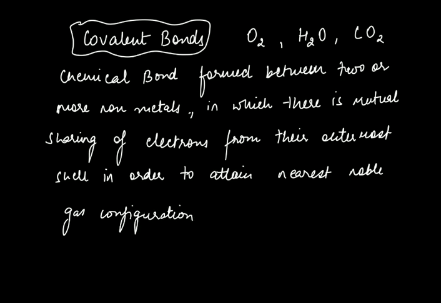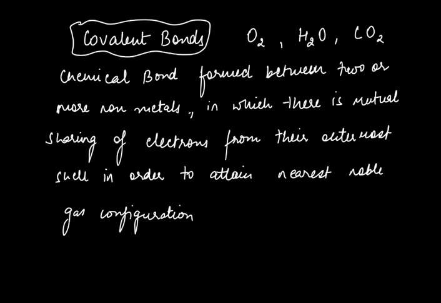So now we are talking about sharing. See, when we have a metal and a non-metal, the metal's behavior is to donate electrons, and the non-metal's behavior is to accept electrons. But what if we have two non-metals? What are these elements going to do in order to form a chemical bond? They are going to share from their outermost shells. How this sharing takes place, that we are going to study.